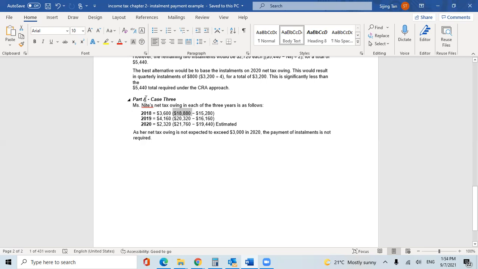So this is for our case number 3. Your current year tax owing is less than $3,000. Then no installment payment is required. So that is how you do your installment payment calculation. It always follows alternative 1, 2, 3. Okay, so that's the way to do the tax.